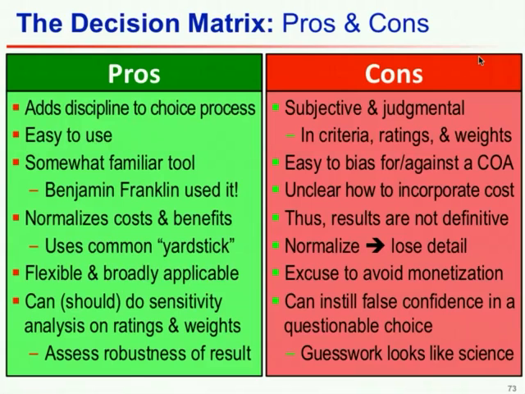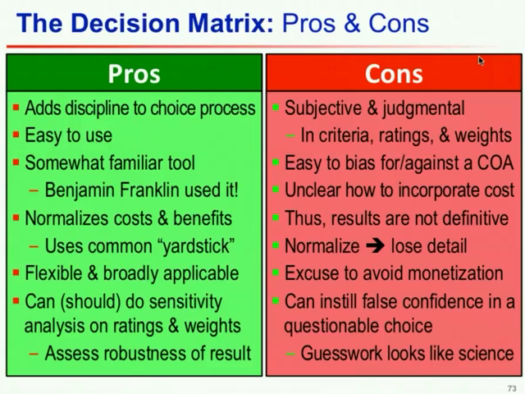So, in sum, on the decision matrix, what are the pros and the cons? The pros of the decision matrix are: it does add discipline to the choice process. It's relatively easy to use. It's a somewhat familiar tool. If you go back to the very first day of class in the Benjamin Franklin letter, that's what he did, right? He basically listed the pros and listed the cons, assigned a weight to each, a score to each. It's basically what Ben Franklin did in his decision. So it's not something that we're not familiar with or can't understand.